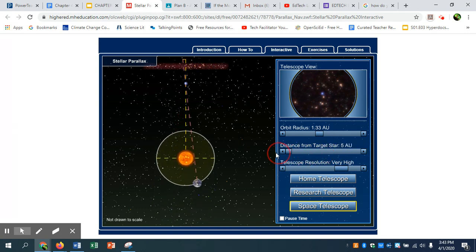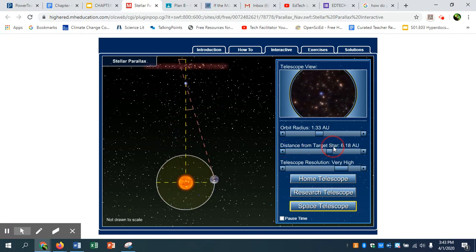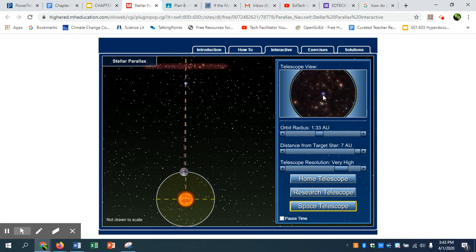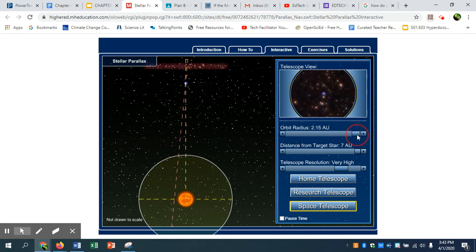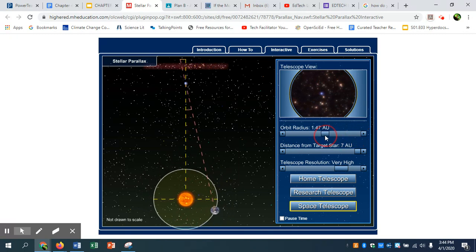But if you get closer to that object, you can see that star seems to move a little more. It's not really moving though, it's us moving. But the further that star is away, the less it seems to move, so the harder it is to really tell that distance. Play around with it a little bit. You can even play around with the orbit. We are really one astronomical unit from the sun, but you can change the size of your orbit, so you can get a better idea of what parallax is.